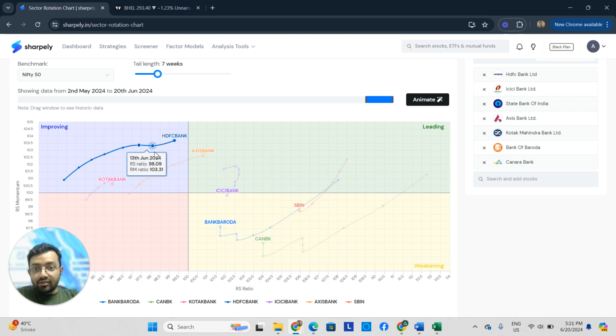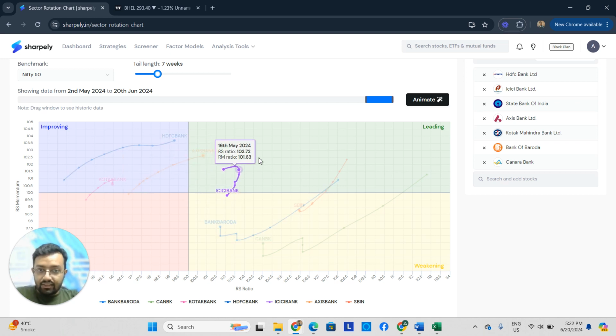And interestingly, the sleeping giant HDFC Bank is now waking up. HDFC Bank is now improving, and based on the direction of this line, it will soon enter into the leading. We hope it enters. So the long-term investors of HDFC Bank can make some money. Axis Bank and HDFC Bank are now showing a strong momentum as well as increasing relative strength.